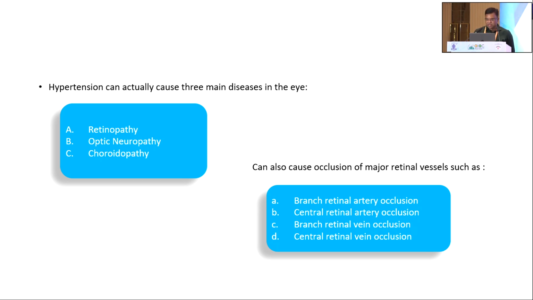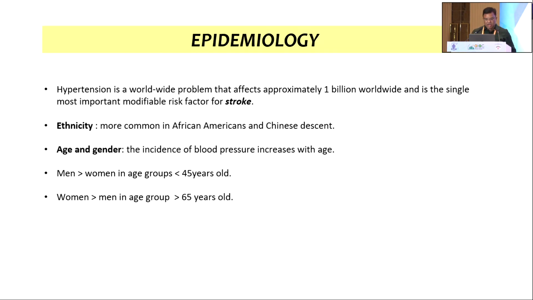Hypertension is also the major cause of branch retinal vein occlusion, central retinal artery occlusion, and central retinal vein occlusion. Coming to the epidemiology, hypertension is a worldwide problem that affects almost 1 billion people worldwide and is the single most important modifiable risk for stroke. It's more common in African Americans and those of Chinese descent.